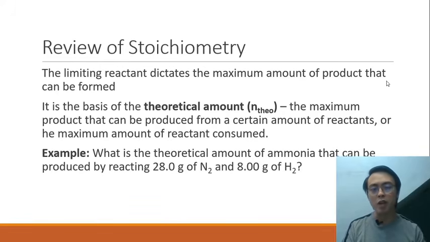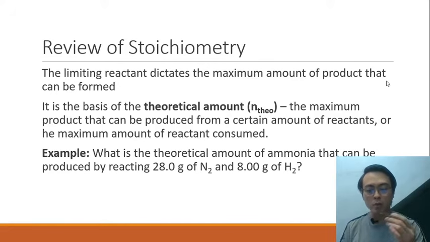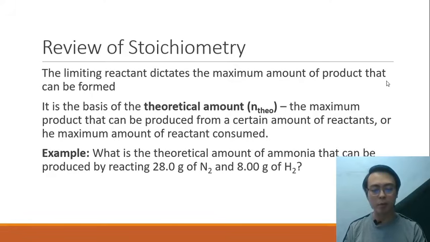Take note of this value, no? We will be representing it with N theo. We define this as the maximum amount of products that can be produced from a certain amount of reactants, or the maximum amount of reactants consumed. To illustrate that concept, let's try to solve this example.